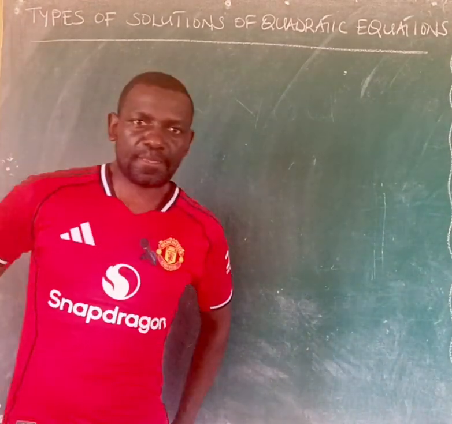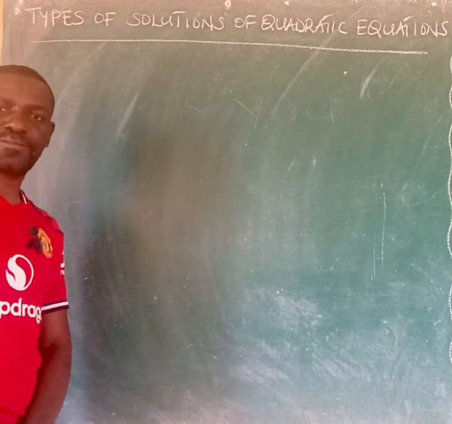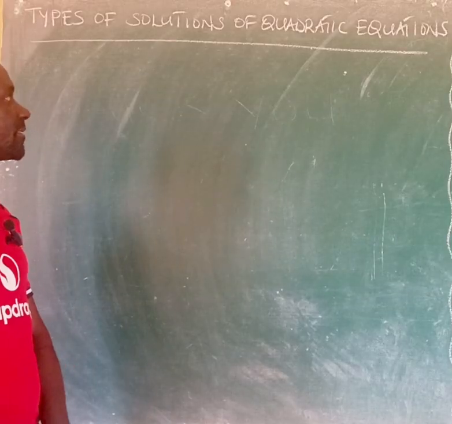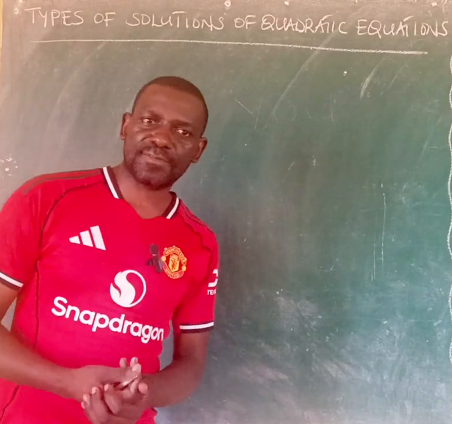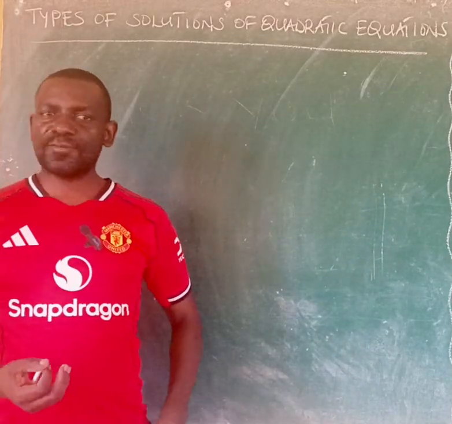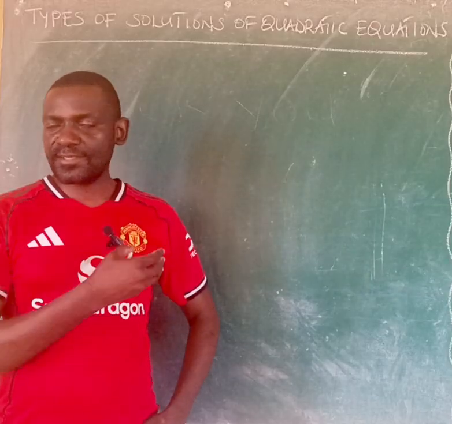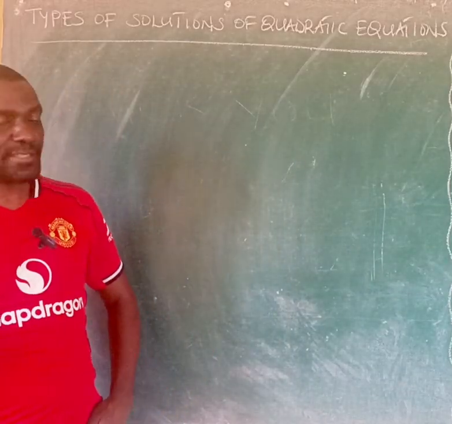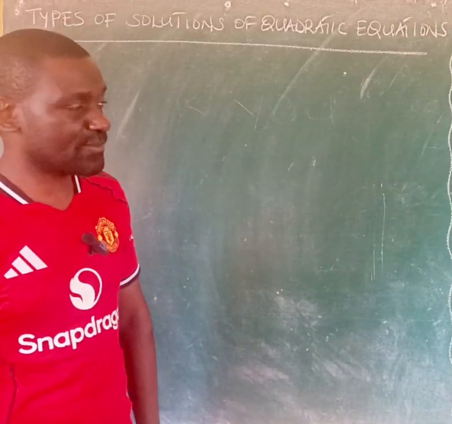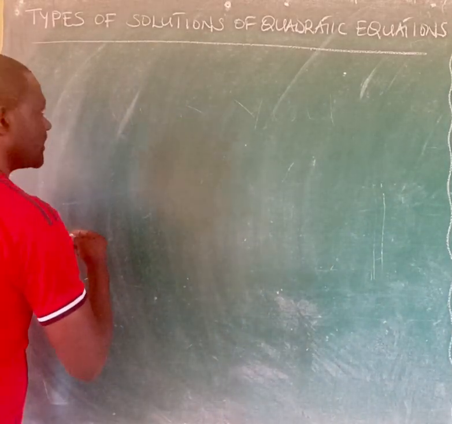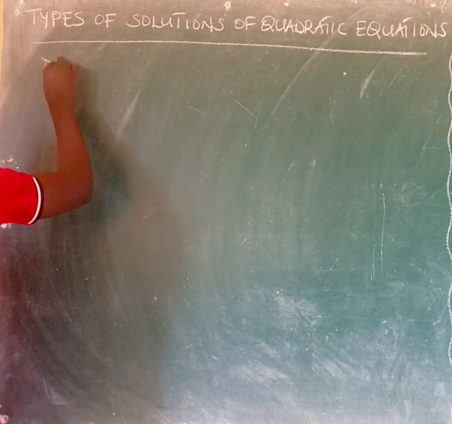Welcome. We look at types of solutions of a quadratic equation. So we need to know that different types of quadratic equations have different solutions. And this is dependent upon a certain component of the quadratic formula, which is known as the discriminant. Now, the discriminant is simply this part.